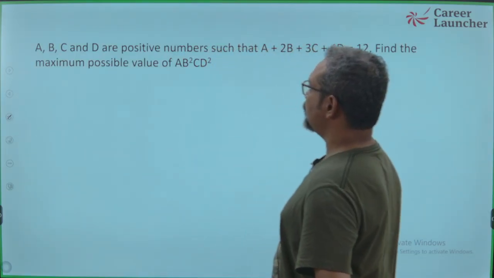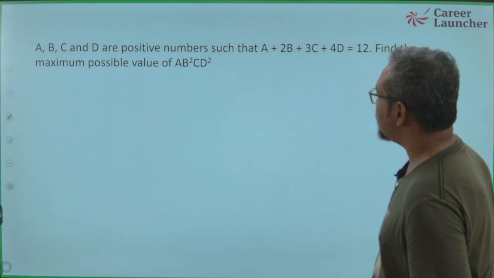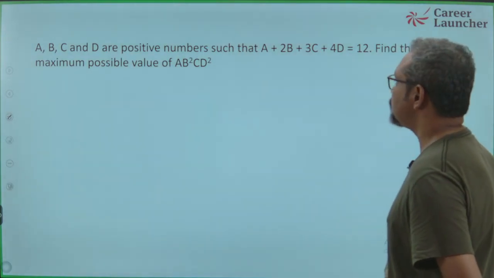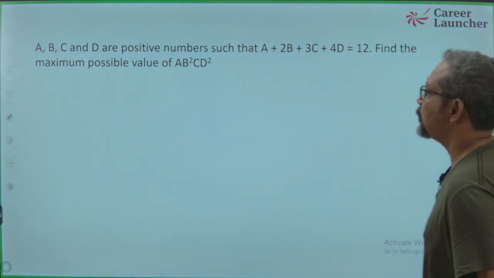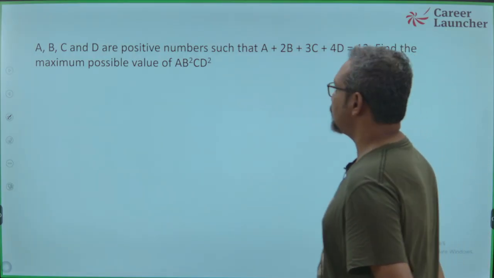So let's take a look at this question. So we have got a, b, c, d which are positive numbers. They have been given that a plus 2b plus 3c plus 4d is 12. You have to find out what is the maximum you can make of a b squared c d squared. Okay. So how do you do that? We will use the AM-GM property.